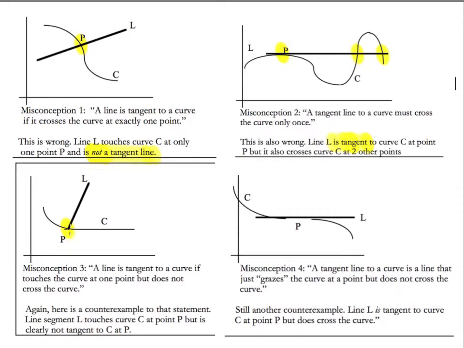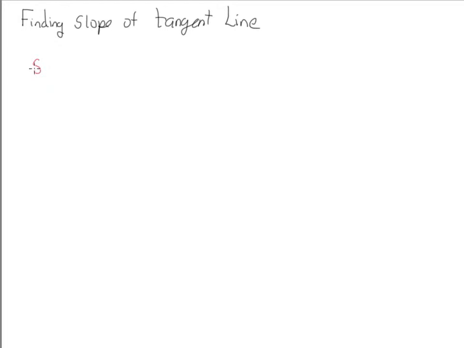Another misconception: a line is tangent to a curve if it touches a curve at one point but does not cross the curve. Well, that line L here clearly does that, but it does not make L a tangent line. Here, on the other hand, a tangent line to a curve is a line that just grazes a curve at a point but does not cross it. Well, L here is obviously tangent, and it crosses the curve. So these two examples on the right are tangent lines. The two examples on the left are not tangent lines.